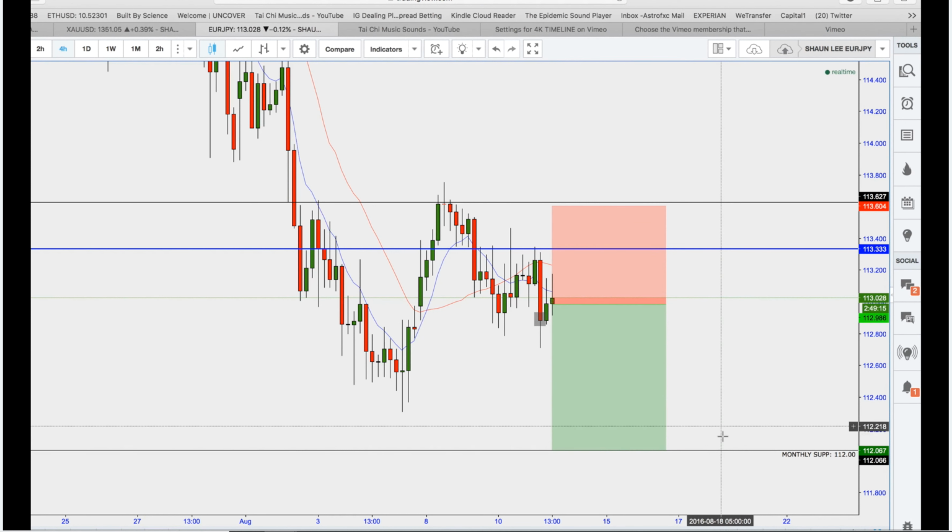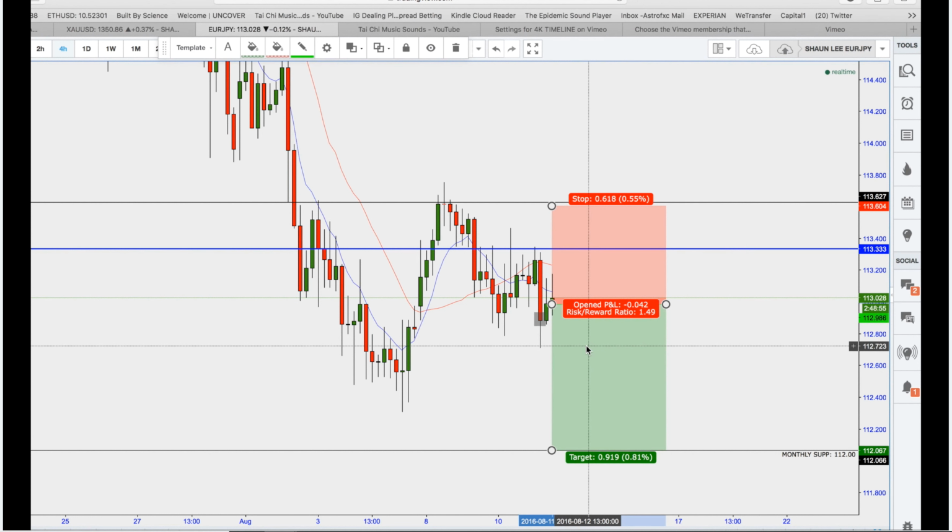So 113 to 112, I'm looking for 100 pips. My stop loss is above the highs at 113.60. So from 113 short up to 113.60 stop loss, I'm risking 60 pips here, and I'm going for 100 pips. So the risk reward is 1 to 1.5.